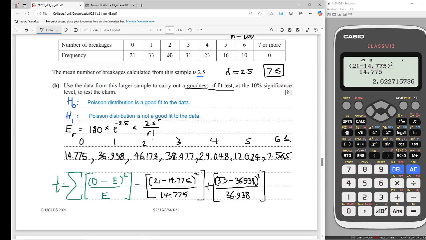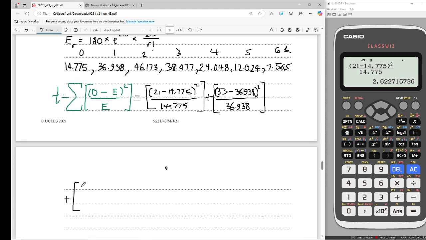Observed value for when r equals 2 is 46. Subtract that with our expected value, which is 46.173, whole square the difference, whole divided with 46.173. This is going to be a very small value because there's a very small difference between the observed and expected.